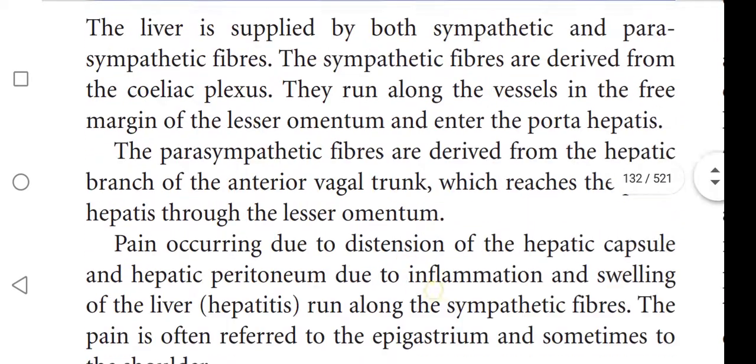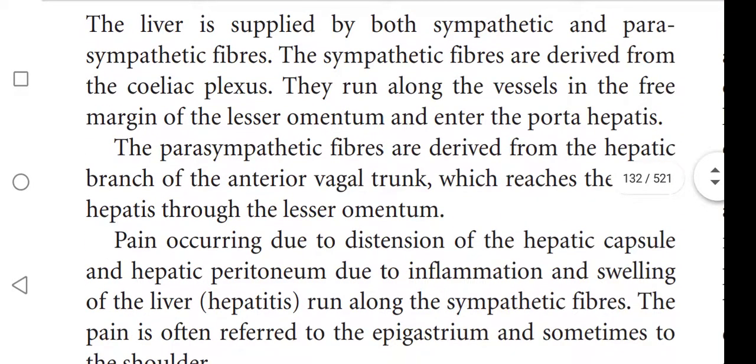Once again, the sympathetic fibers are derived from the celiac plexus. They run along the vessels in the free margin of the lesser omentum and enter the porta hepatis. The parasympathetic fibers are derived from the hepatic branch of the anterior vagal trunk, which reaches the porta hepatis through the lesser omentum.